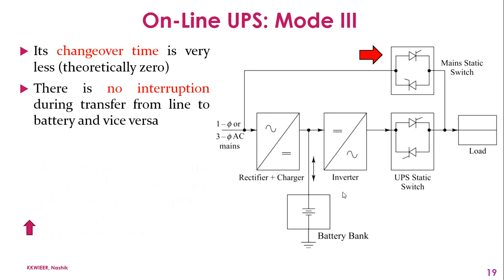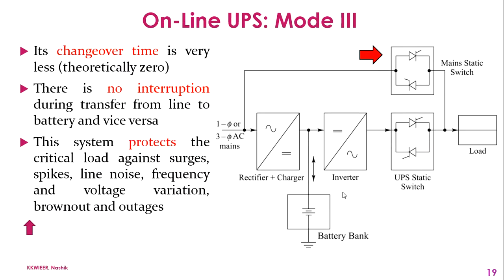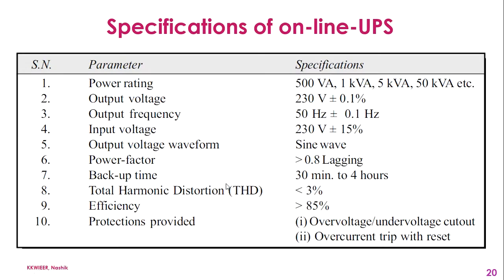and vice versa. This system protects the critical load against surges, spikes, line noise, frequency and voltage variations, brownout and outages. So this is not available in offline systems. So these are the advantages of online. Now these are the specifications of online UPS. Here are given power rating, output voltage, output frequency, input voltage, power factor, backup time, THD, efficiency, protection provided, etc.